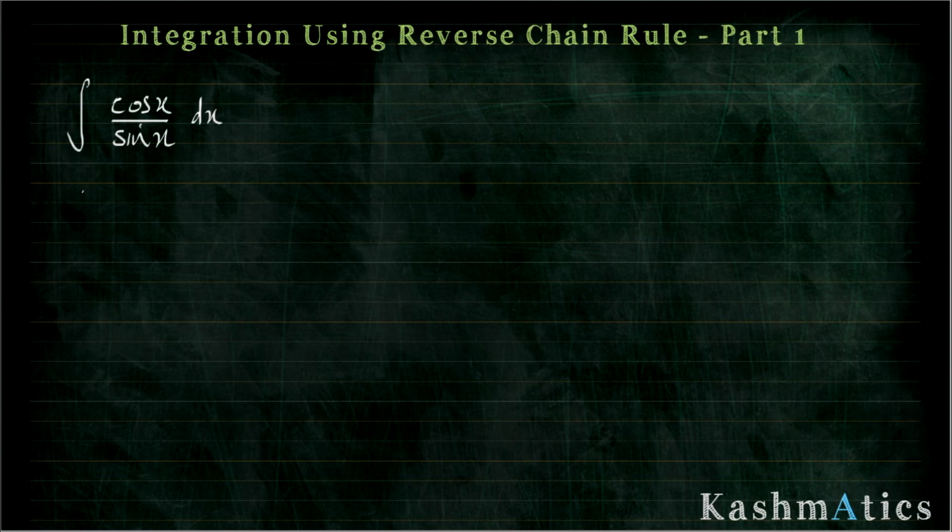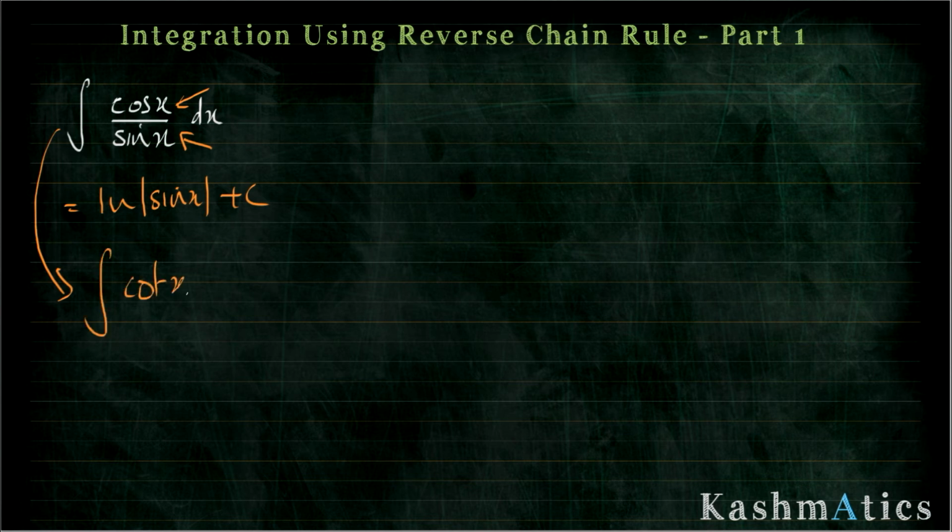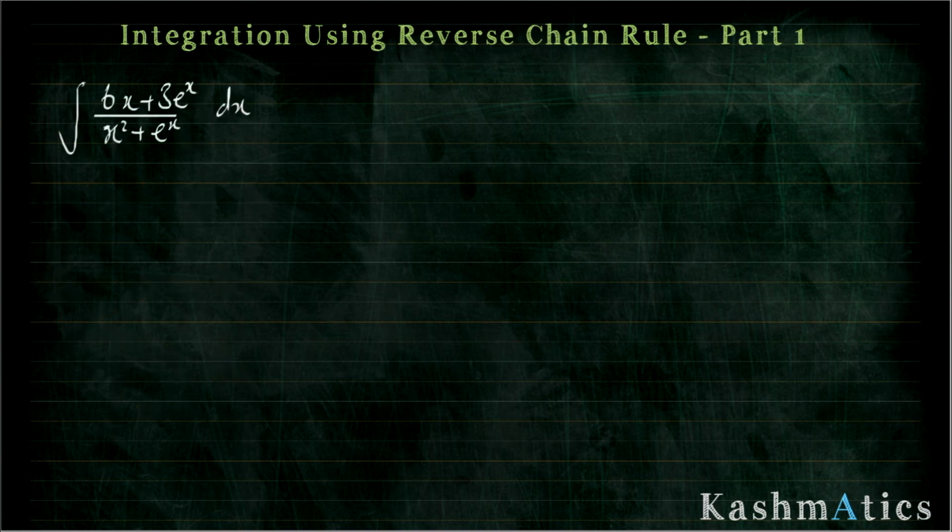Right, in this third example, again, the same thing's happening. The top is the derivative of the bottom, so it's going to be ln sine x plus c. Now this is actually an interesting one, because quite often you'll see this written as the integral of cot x dx, and people often get stuck. They don't know what to do with cot x. But if you were to split it up as cos x over sine x, then you can apply the rule for integrating using the reverse chain rule.